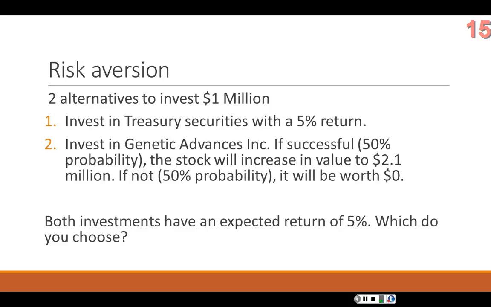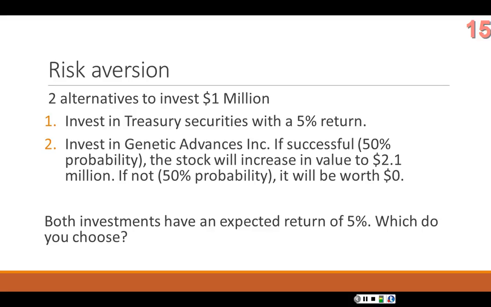So here's an example to explain risk aversion. We have $1 million and two different ways to invest it. First, we can have the safe alternative. We can invest in treasuries and earn a 5% return. Or two, we can invest in a stock, and there's a 50% probability that it will be successful. Then the value of our portfolio would increase to $2.1 million. If it were unsuccessful, then it would be worth $0. So both of these investments have an expected return of 5%.